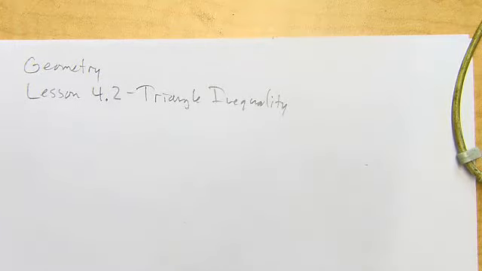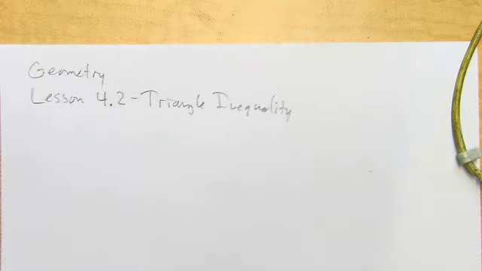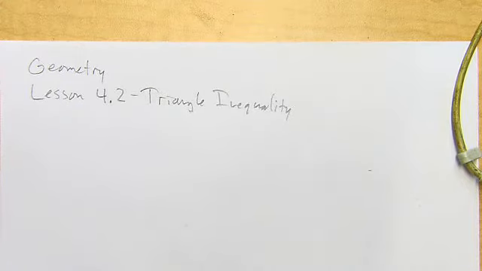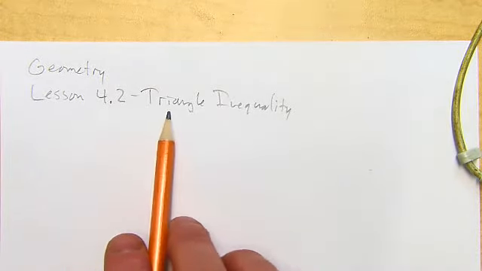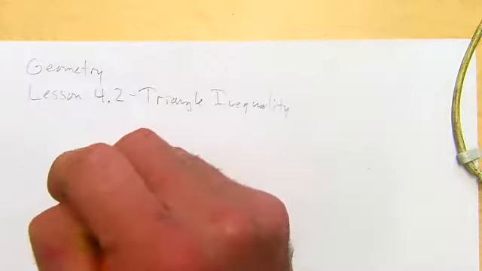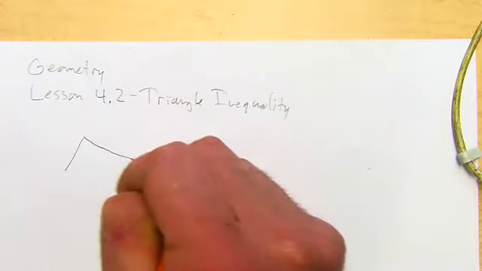Okay, we're starting out here with lesson 4.2 on this unit. This unit's about triangles, about segments on triangles, triangle properties. So we're doing the triangle inequality. Triangle inequality is like this.